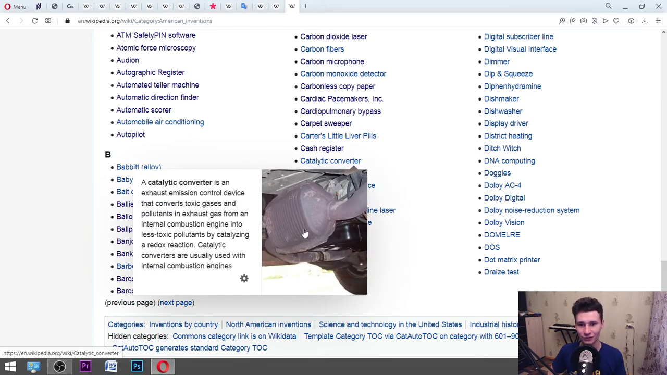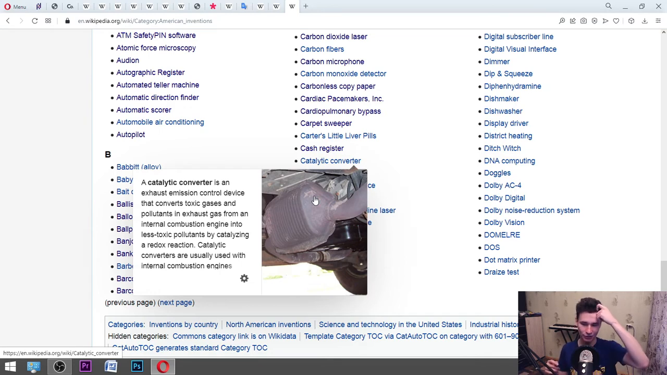Catalytic converter. It is an exhaust emission control device that converts toxic gases and pollutants in exhaust gas from an internal combustion engine into less toxic pollutants by catalyzing a redox reaction.